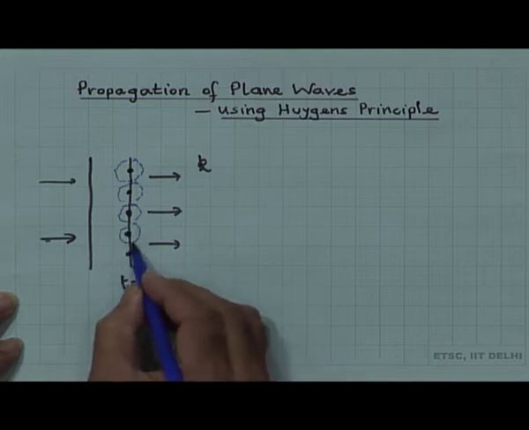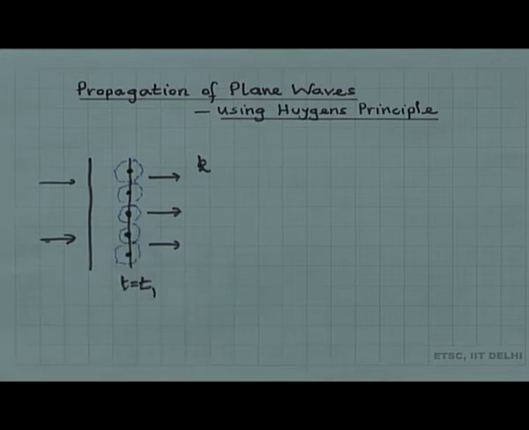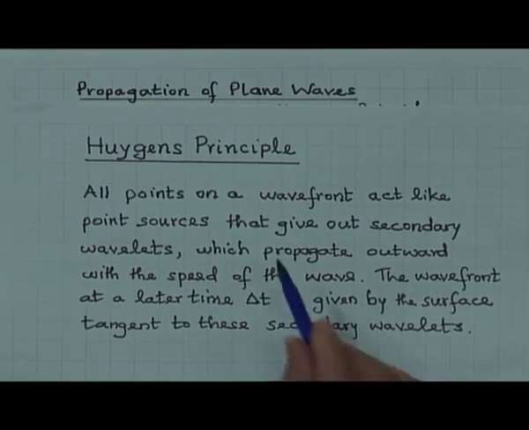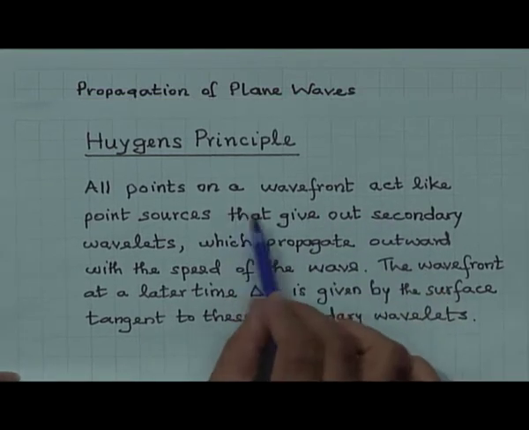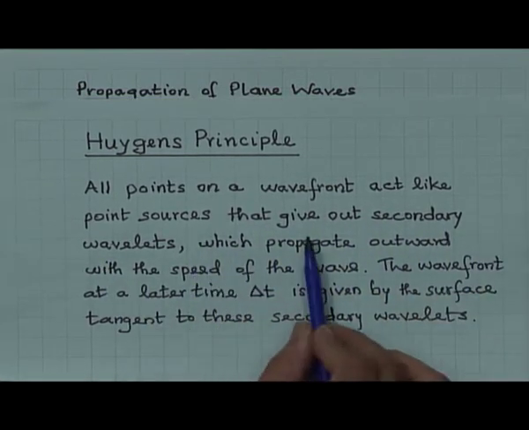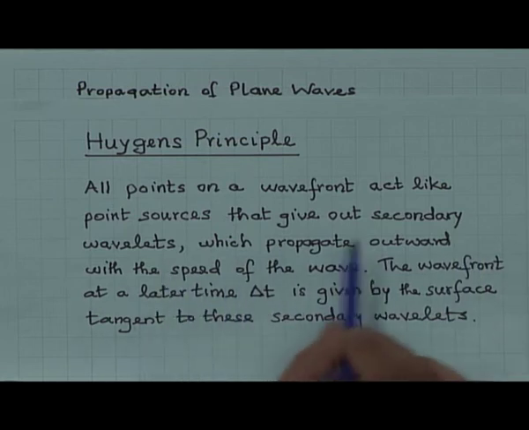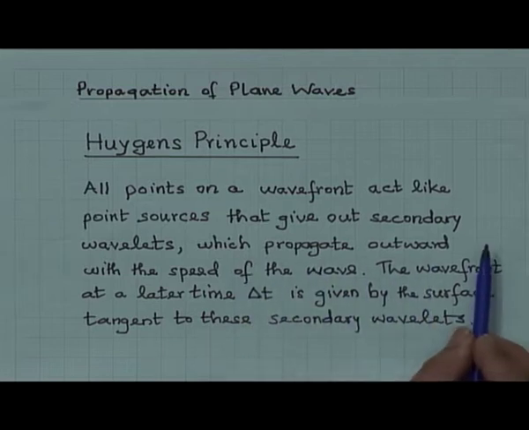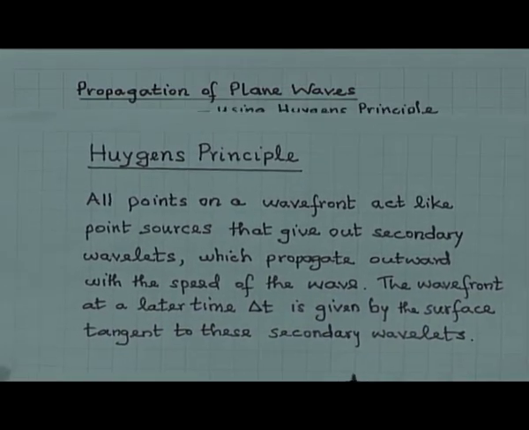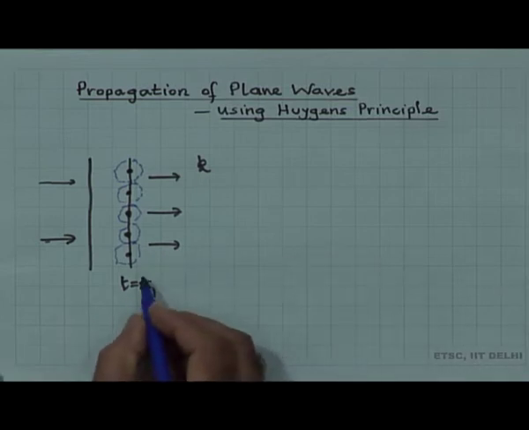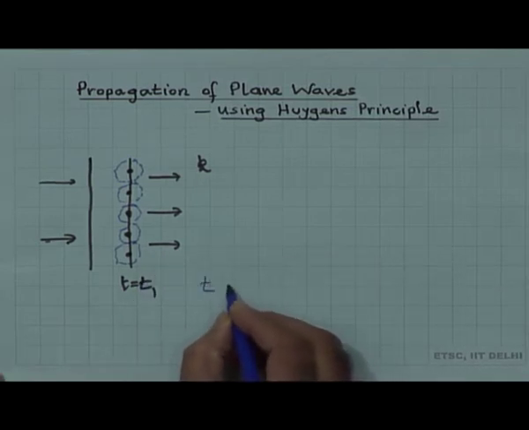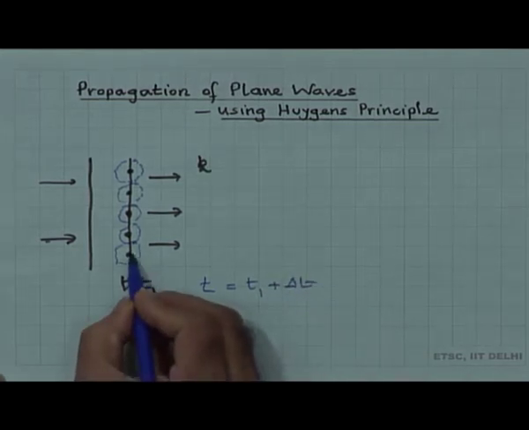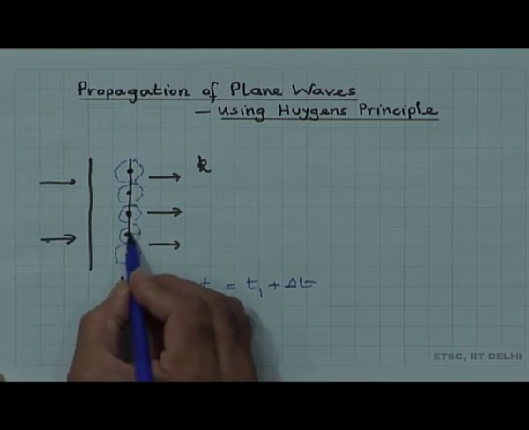So, I am drawing the spherical waves. Let me bring the statement again. All points on a wavefront act like point sources that give out secondary wavelets. Point sources, which means spherical wavelets, which propagate outward with the speed of the wave. That means at a later time t equal to t1 plus delta t, the spherical waves which are here would have moved.